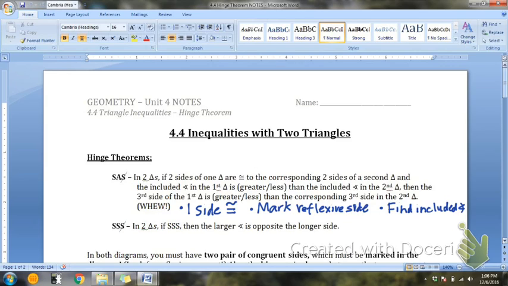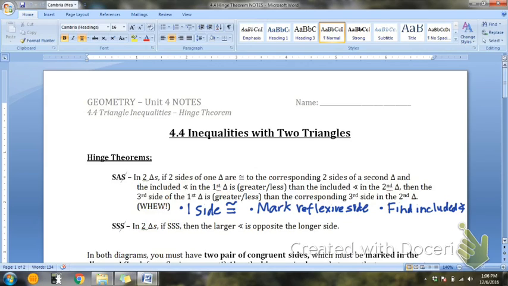So we're going to find the one side that's obviously marked congruent. Then we're going to mark the reflexive side to be congruent. And then we're going to find the angle that's included. Then we're going to have a side hinge theorem. Excuse me. And we'll talk about what that looks like in just a minute, okay?